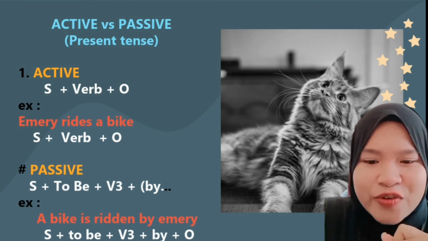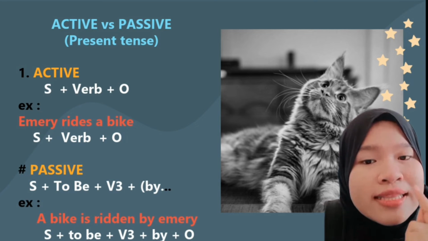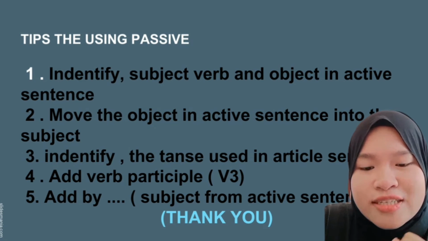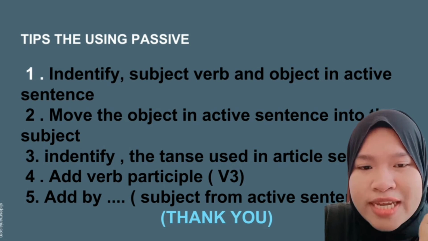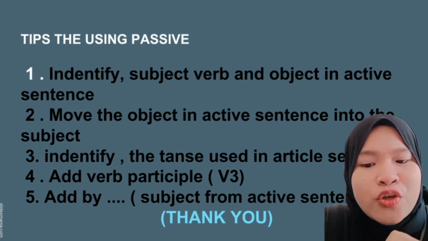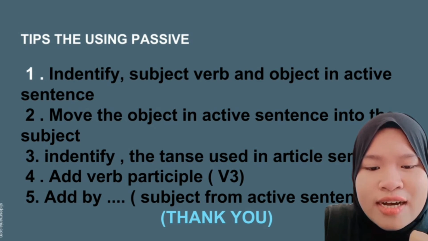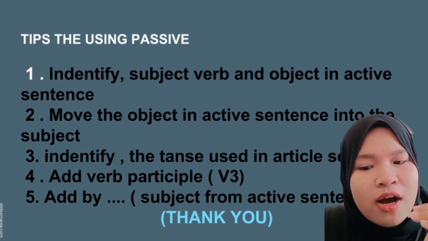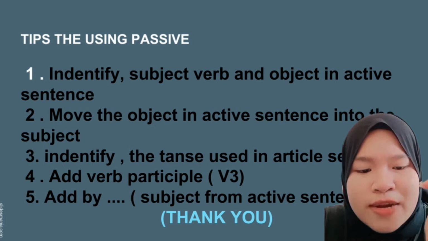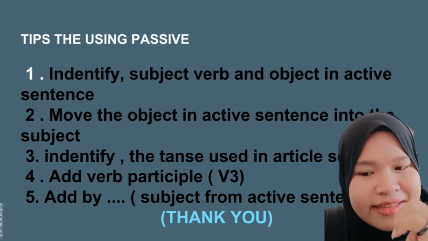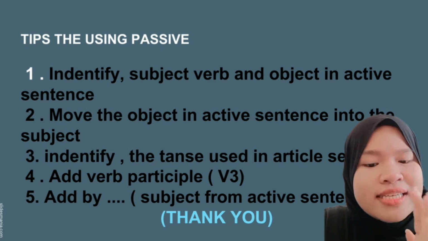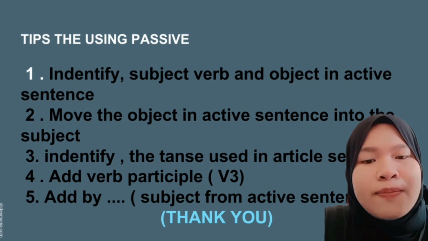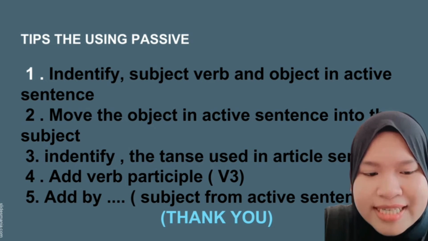Okay, like that. And the last one is the conclusion, tips on how to use the passive sentence. The first, you have to identify the subject, verb and object in a sentence. And the second, you move the object in the active sentence into the subject. So from the object of the active sentence, we make the subject of the passive sentence. And the third, identify the tense. So we have to know what the tense is, whether it's the simple present tense or the simple past tense.